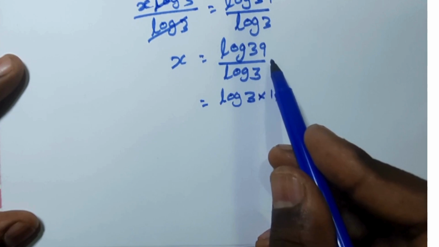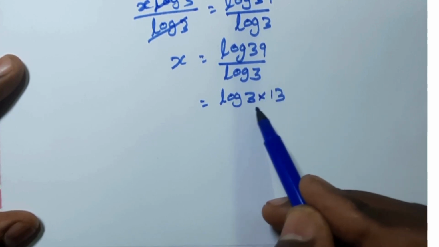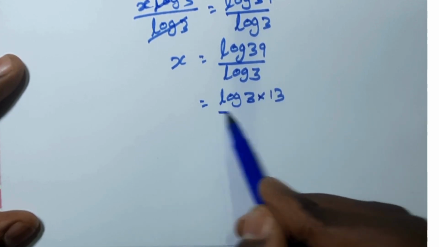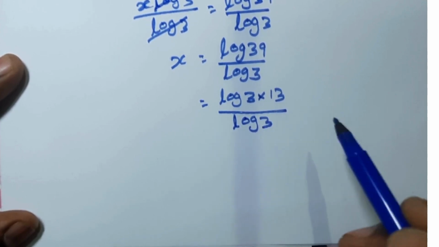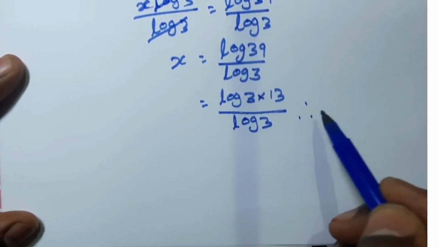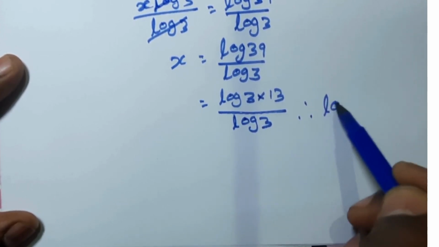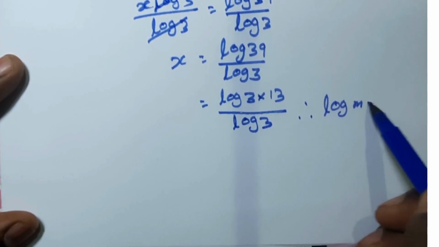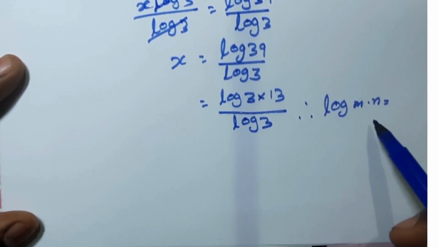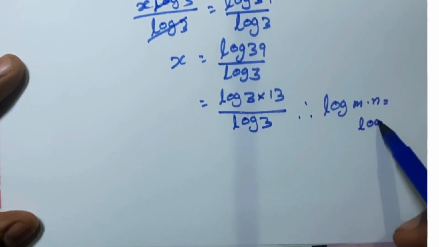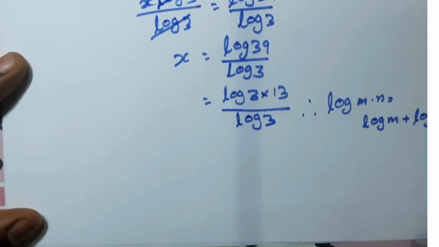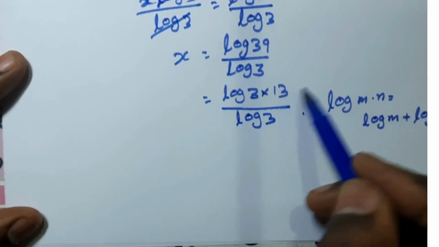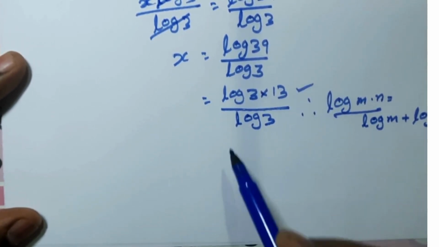We can split this 39 as log 3 into 13 by log 3. Therefore, we know that log m.n equals log m plus log n. So we are going to apply this formula here.